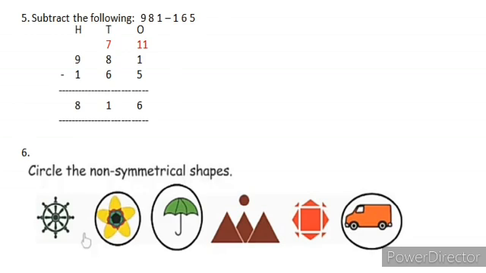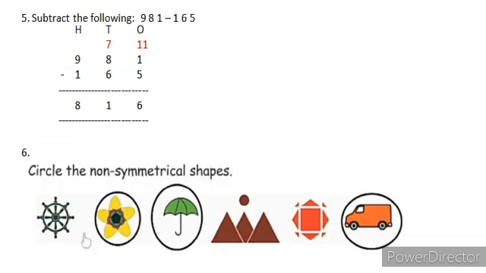Can't. We can't subtract. For that what should we do? We have to borrow. So in tens place 8 minus 1, 7. Ones place 1, so 11. 11 minus 5, 6. Move on to tens place. 7 minus 6, 1. Move on to hundreds place. 9 minus 1, 8. So the answer is 816.